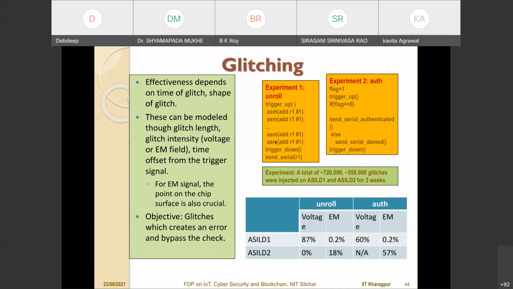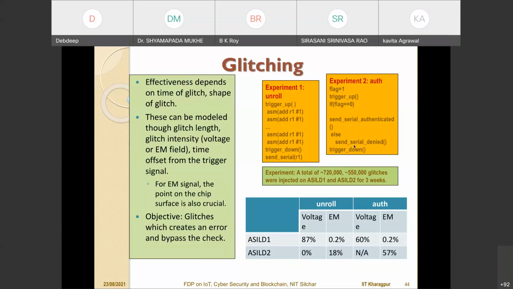The second experiment is where the chip has a JTAG port, and you create an if statement in the code executing on the microcontroller, so that access to the JTAG is granted only when you give the correct password, that is, when you are authenticated. The objective of the injected fault is to bypass this check so that it gives you access to the JTAG. This is an experiment that was done. The first case is this unrolling of an assembly instruction.